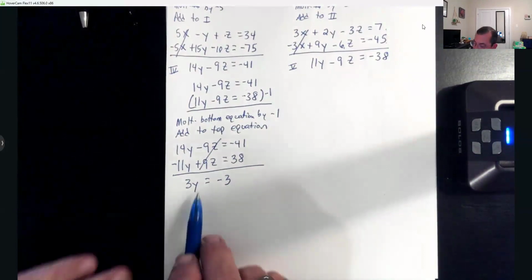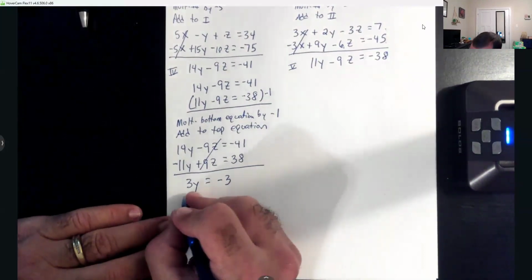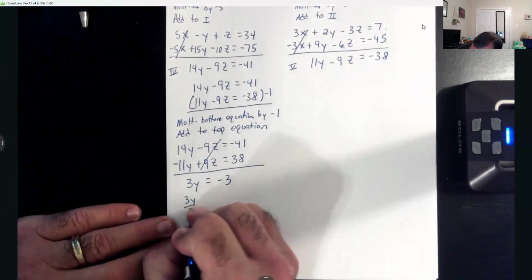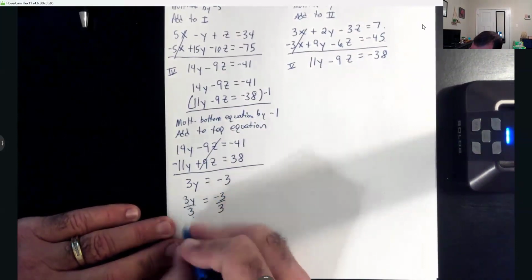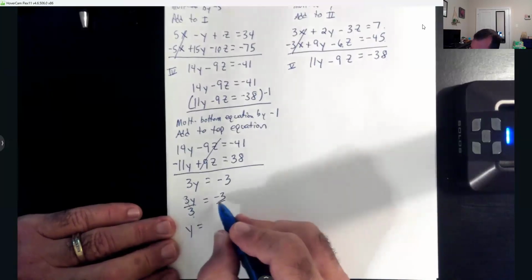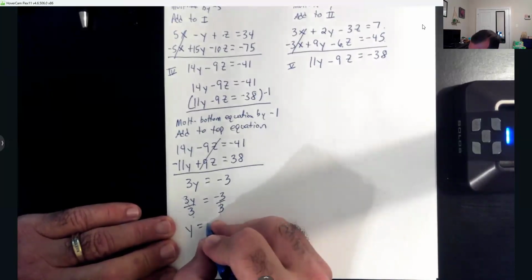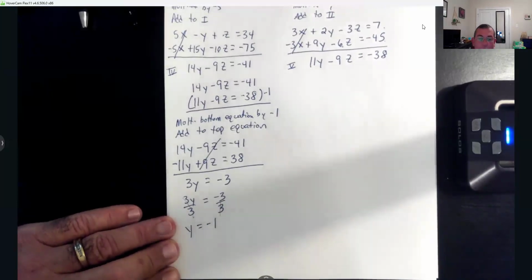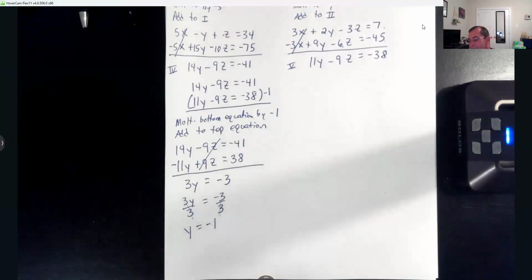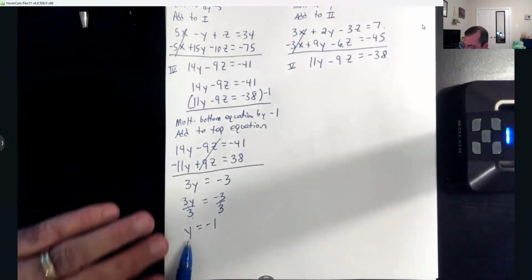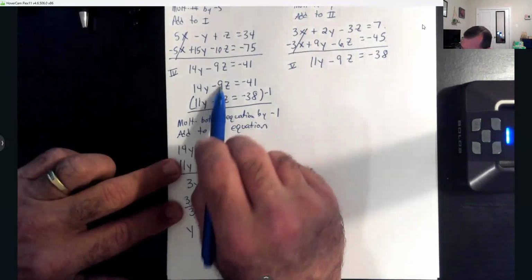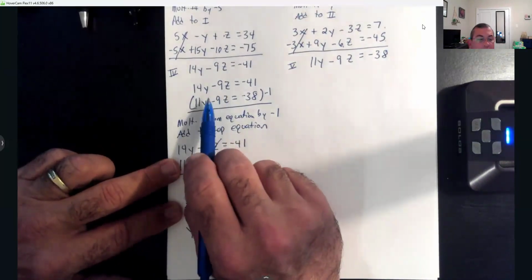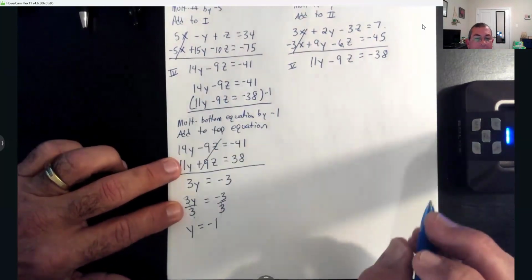So at this point, we can solve for y by dividing both sides by 3. And all that cancels, giving me my y equals, unlike signs, so that's going to be a -1. So with all of that work, we now know what y equals. So I'm going to back substitute into one of these equations and solve for the z, okay?